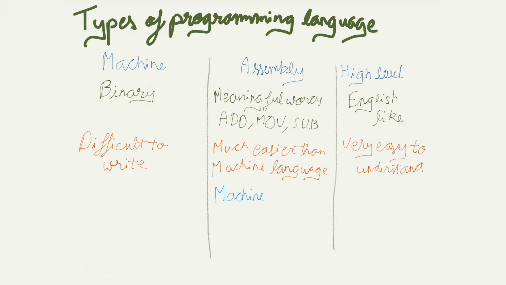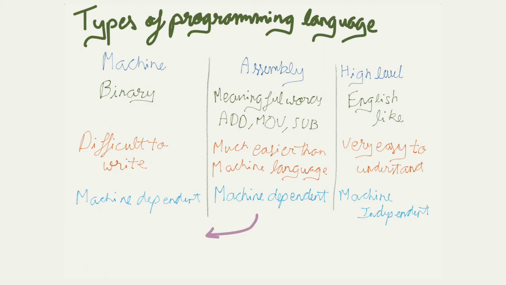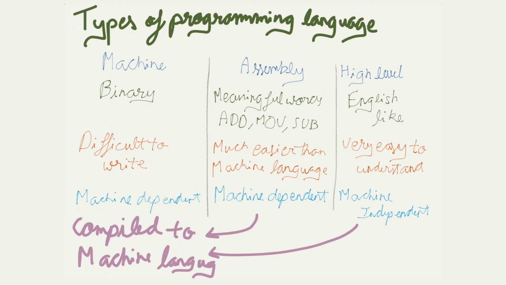Now the assembly language is machine dependent. High-level language is machine independent, and the machine language in a way is machine dependent. Now the assembly language and the high-level language are converted to binary language, that is the machine language, so that it can be run. Now what is algorithm?